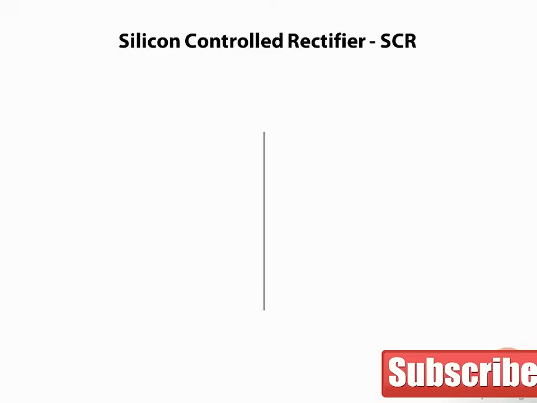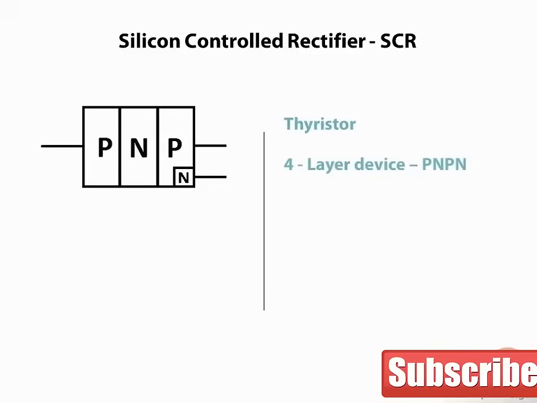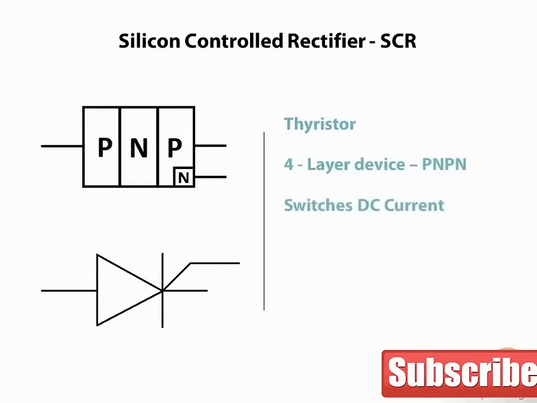The SCR, like the transistor, is a 3-lead semiconductor device. It is a thyristor. It is like the PNP transistor with an additional N layer. Here we have the schematic symbol. The SCR switches DC current and can only be full on or full off. Unlike a transistor, it cannot amplify. The 3 terminals are called the anode, the cathode, and the gate.